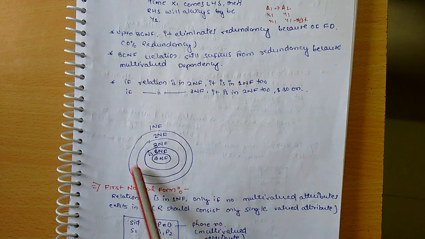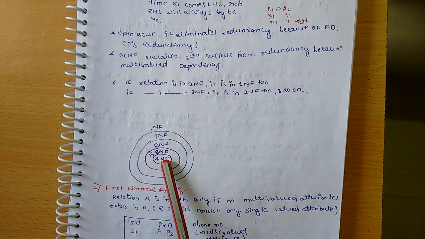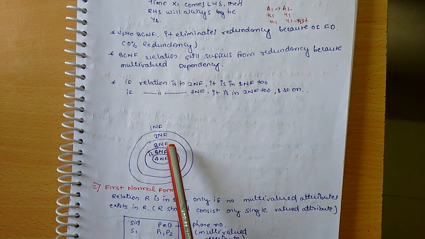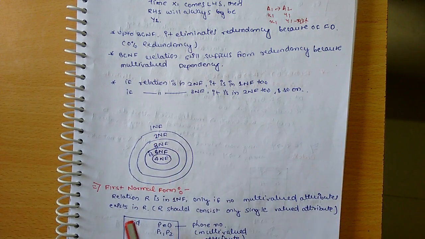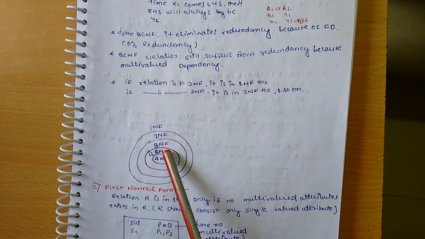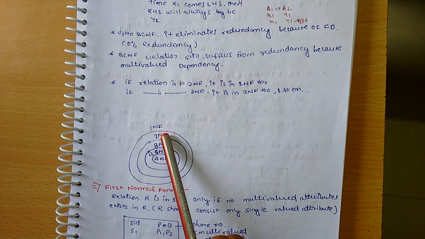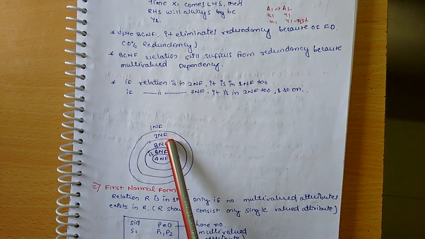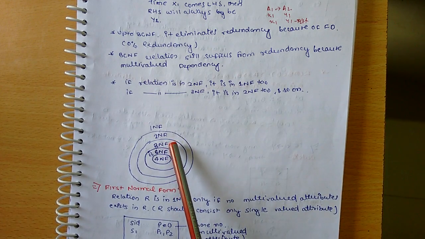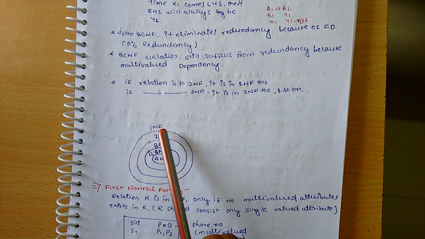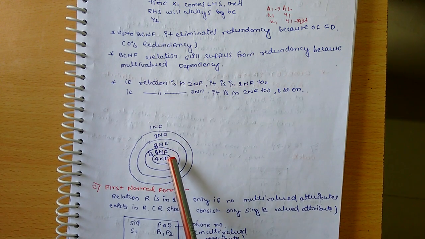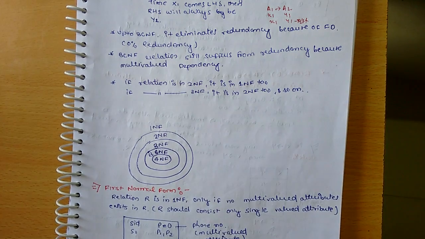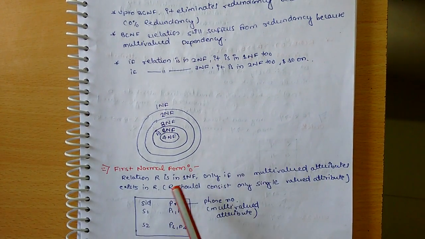This diagram says that if a relation is in fourth NF, then it should be in BCNF, third NF, 2NF, and first NF. If a relation is in BCNF, then it should be in third NF, 2NF, first NF, but it may or may not be in fourth NF. A relation which is in third NF should be in second NF and first NF, and it may or may not be in BCNF and fourth NF.